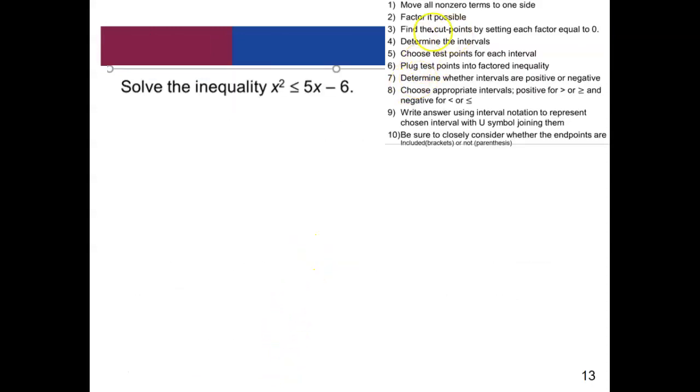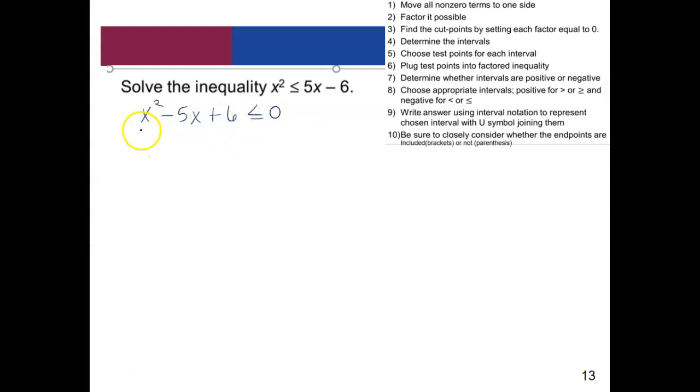Okay, so I've included that list over to the side so that we can follow along and watch it as we look at this example. The first step is to move all non-zero terms to one side, and that's what we would do anyway, even if this were just an equal sign. Because it's a quadratic, we need to get it equal to 0. So in this case, we're going to do x squared, move the 5x over, and move the 6 over. Okay, so we have it so that our non-zero terms are on one side.